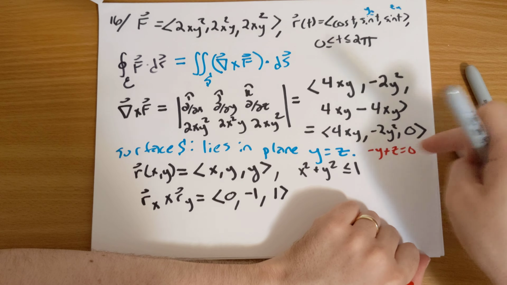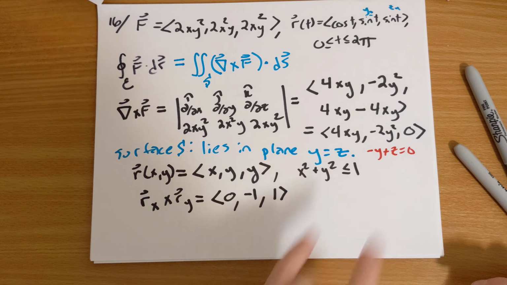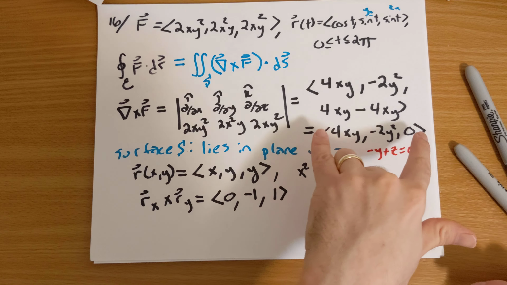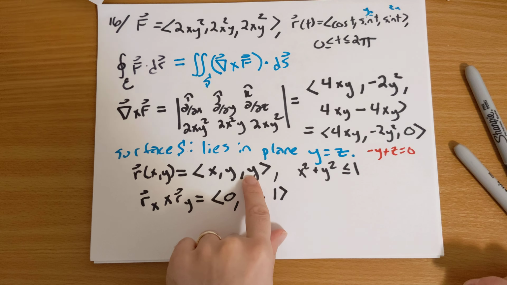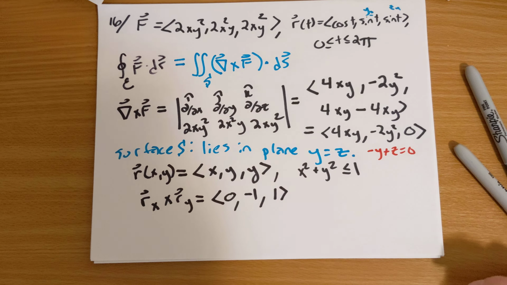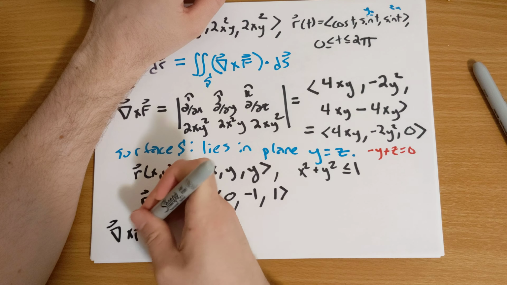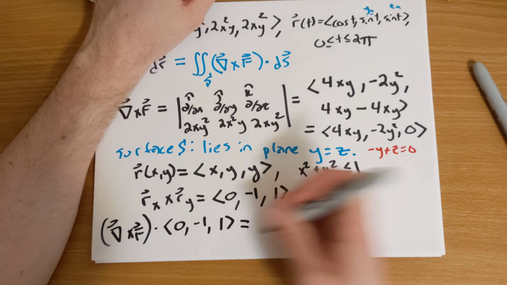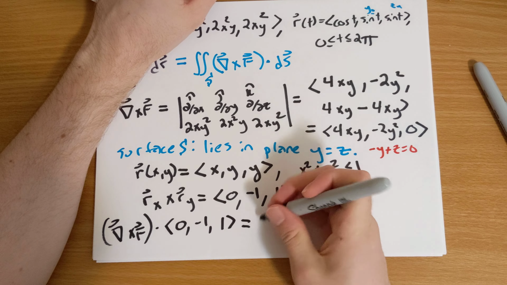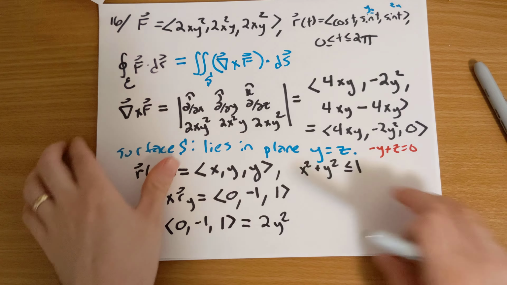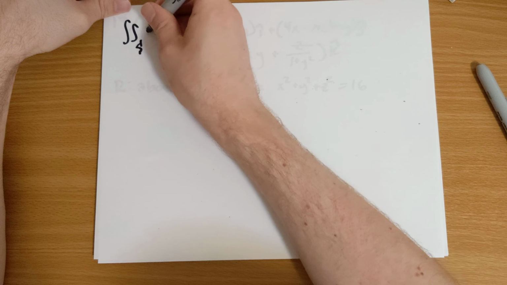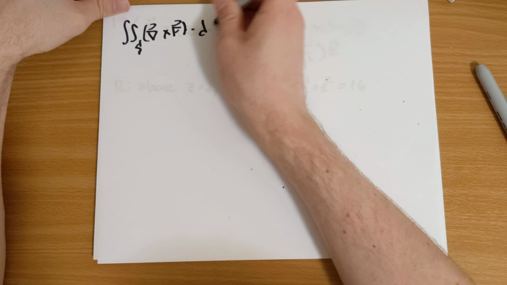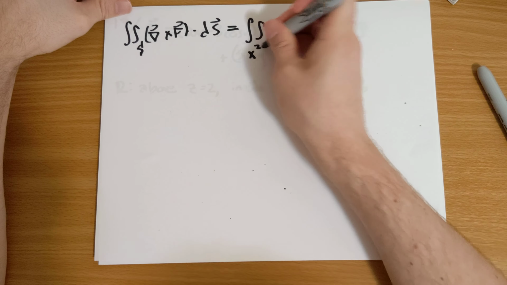At this point, we have our normal vector and we have our curl. We would need to substitute our parametrization into the curl of F, but the only change would be replacing z with y, and there are no z's here. So we can just take the dot product of the curl of F with 0, negative 1, 1. This gives us 0 plus 2y squared plus 0. So our answer is the double integral over S of the curl of F dot dS, which is the double integral over the region x squared plus y squared at most 1 of 2y squared.